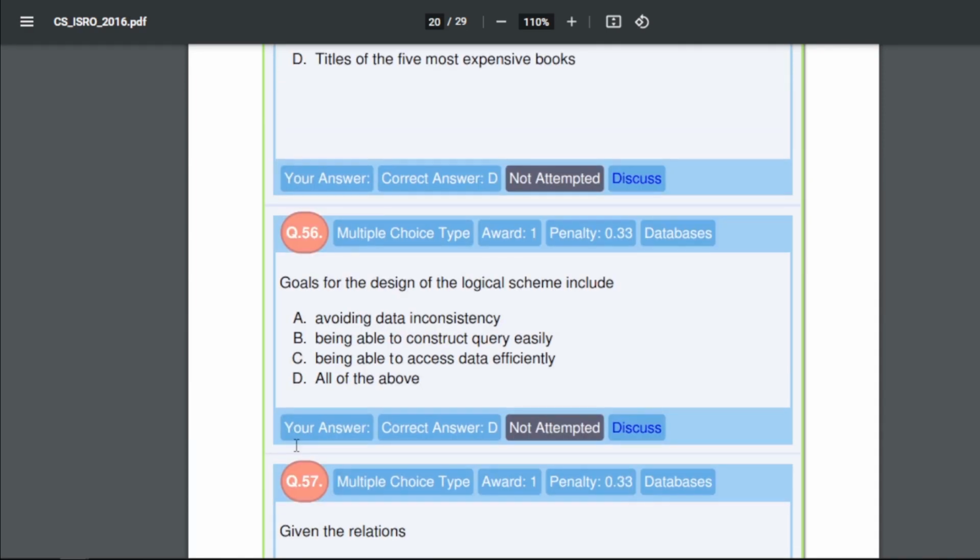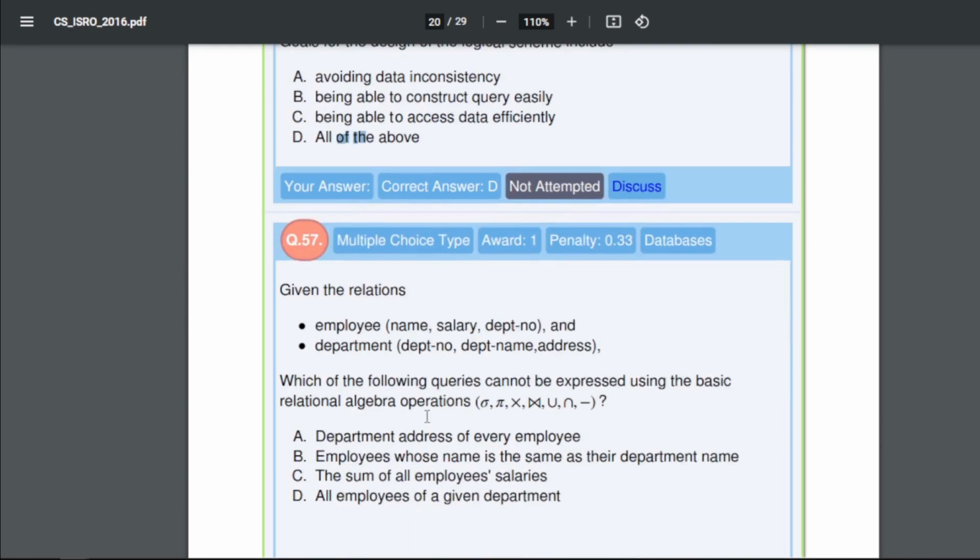Question number 56 is: goals for the design of the logical schema include what? Basically goals for the design of logical schema include avoiding data inconsistency, being able to construct a query easily, and being able to access data efficiently. So finally the option will be D, all of the above.